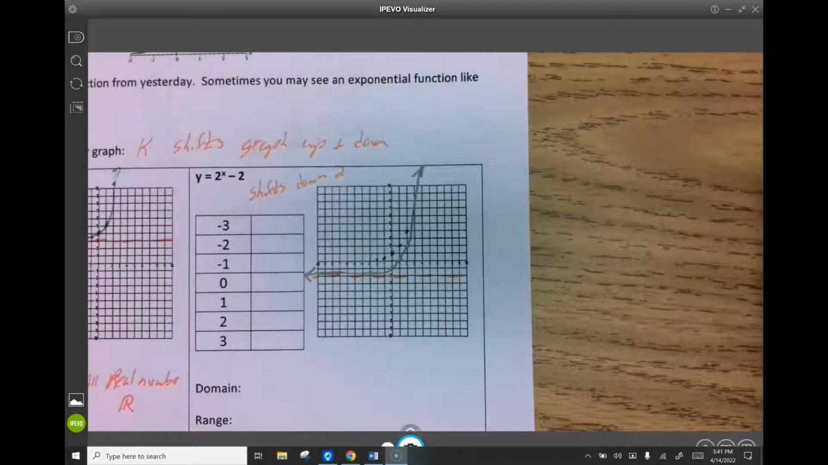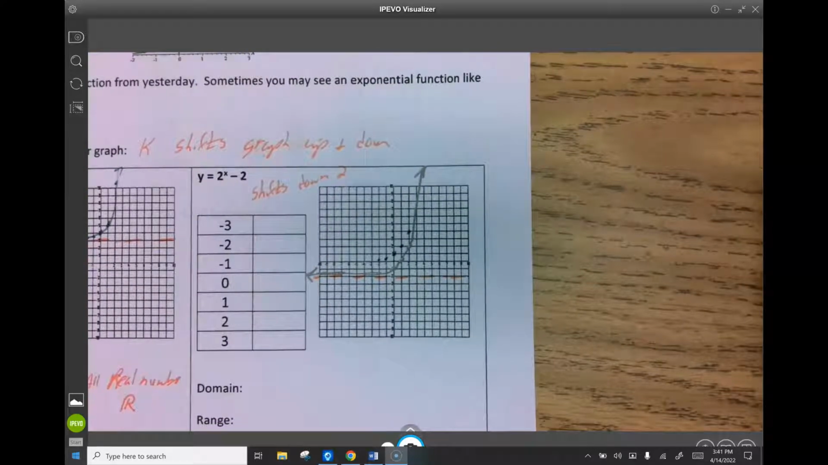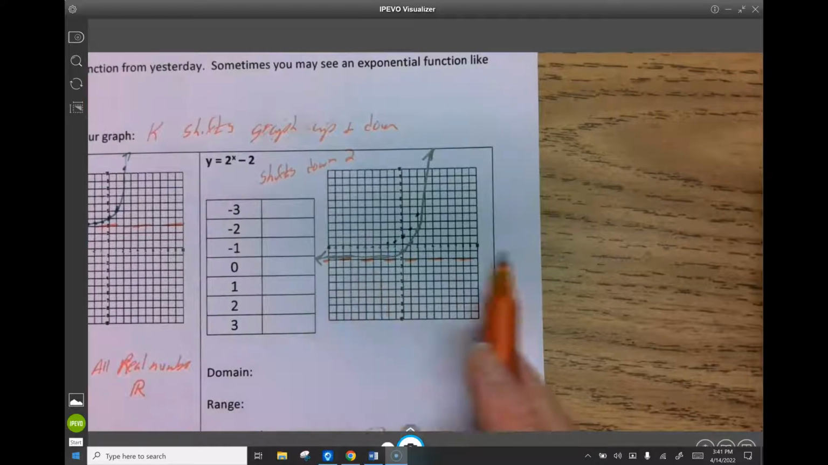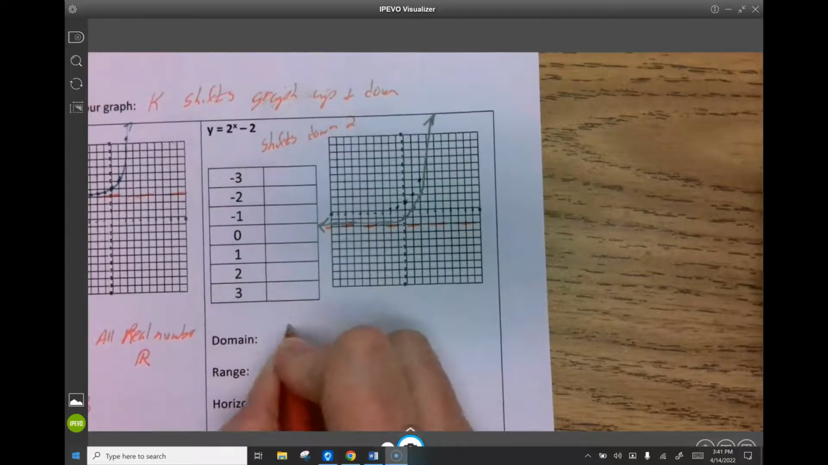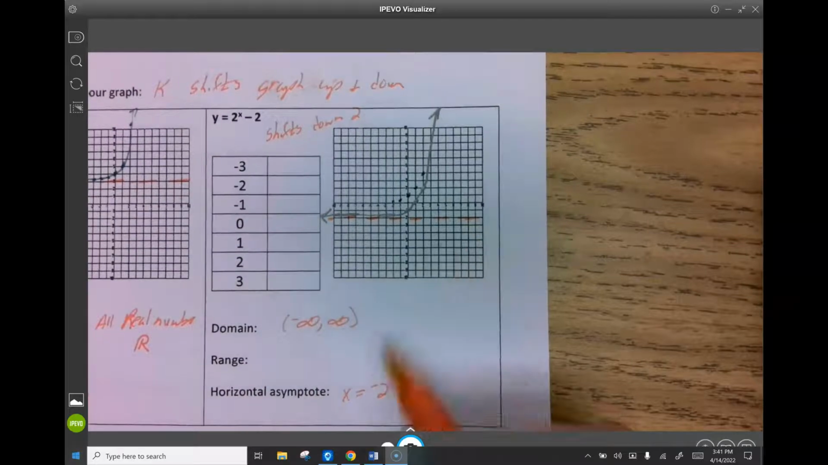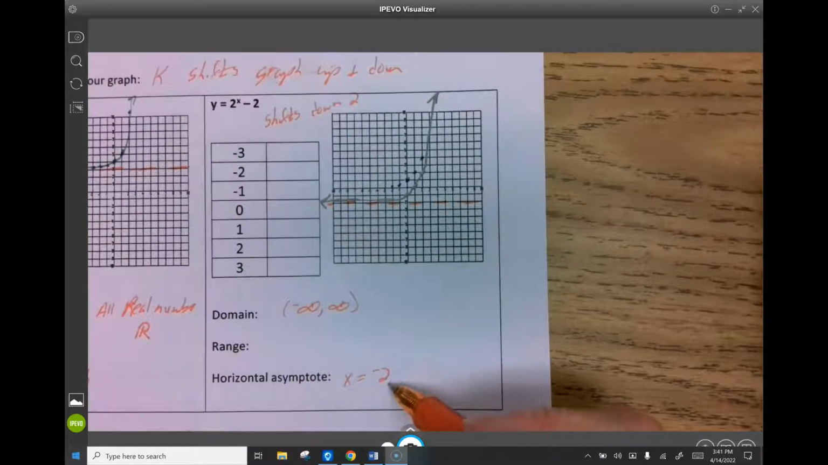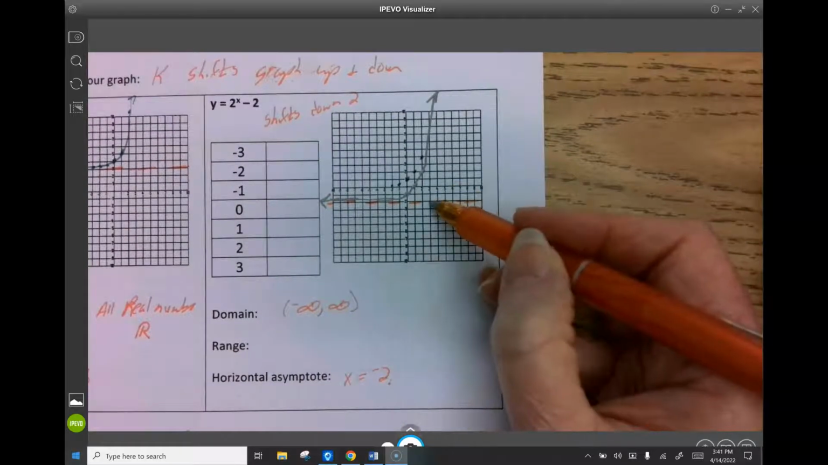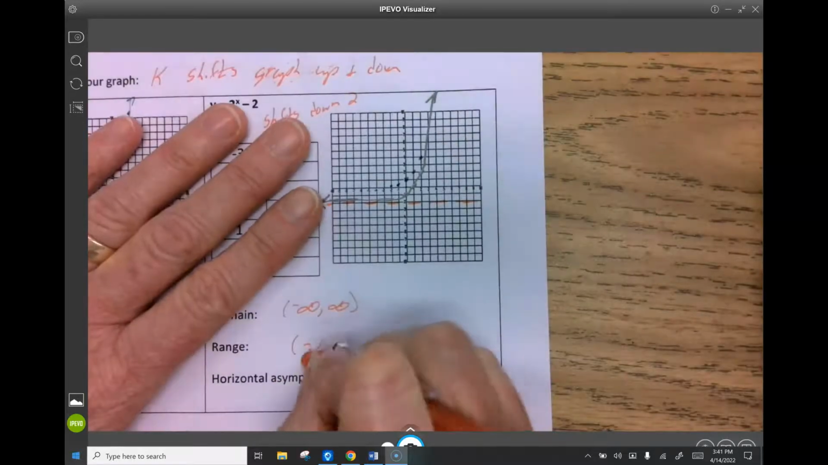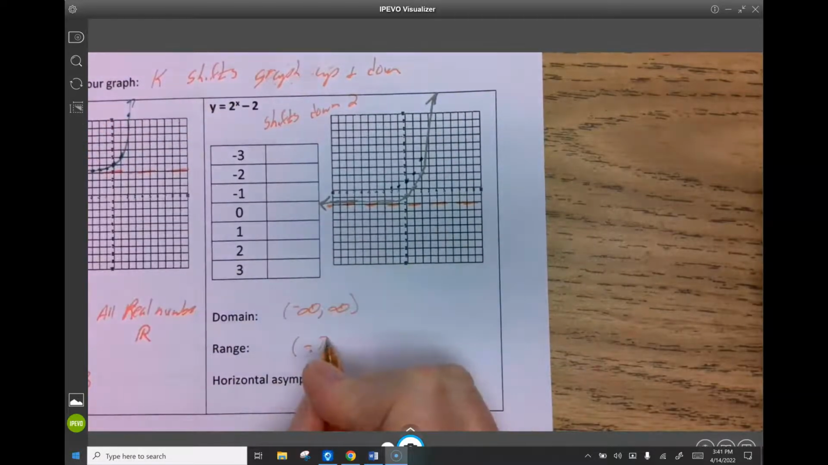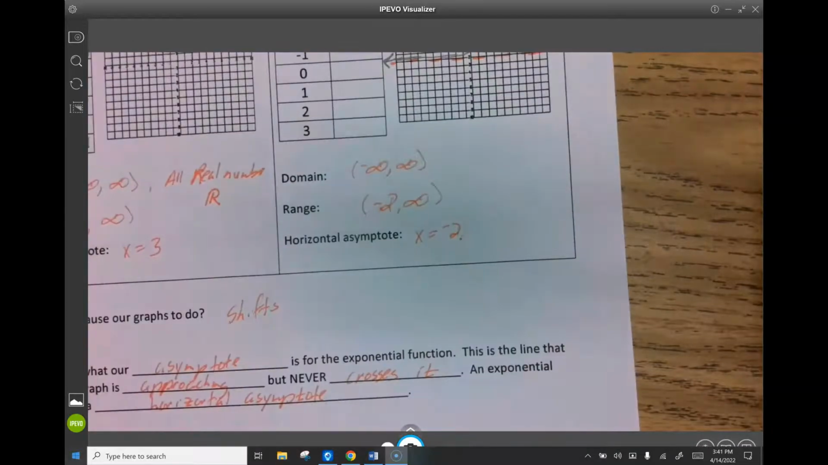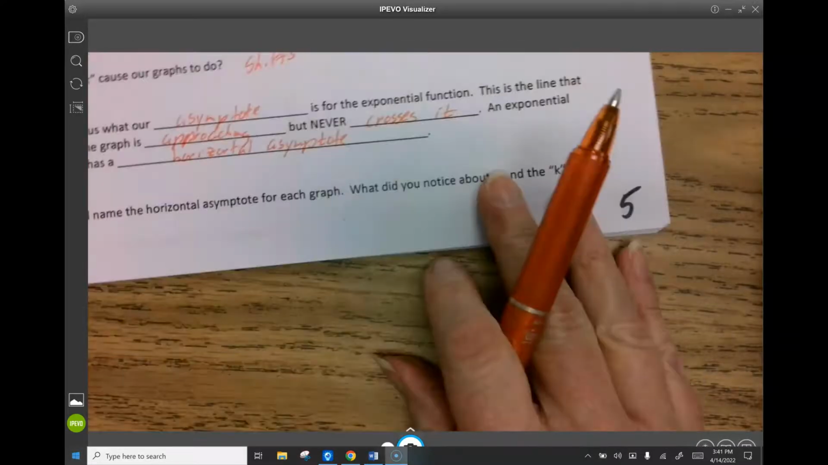So I can just do a shift off that parent function just like we did with quadratics. It just shifts it down too. So let's talk domain and range. Any restriction on domain? Nope. What about my range? That's right, my asymptote. My asymptote determines what it's going to be. It goes from -2 on up. So -2, whoops, not negative infinity, -2 to infinity. Good.